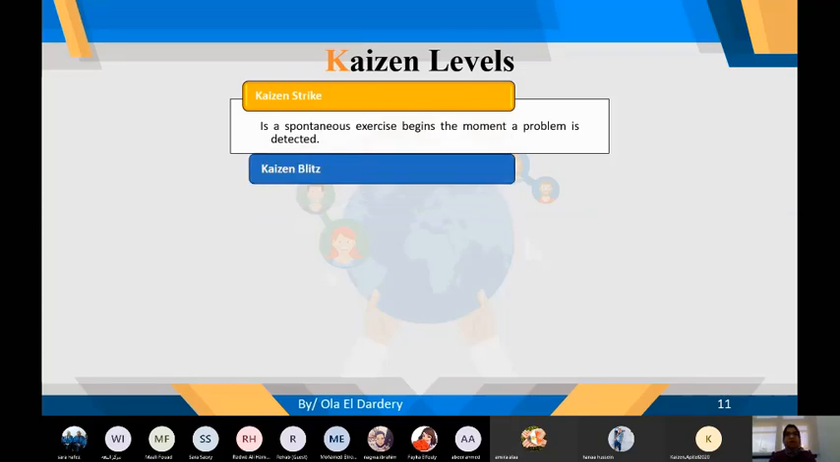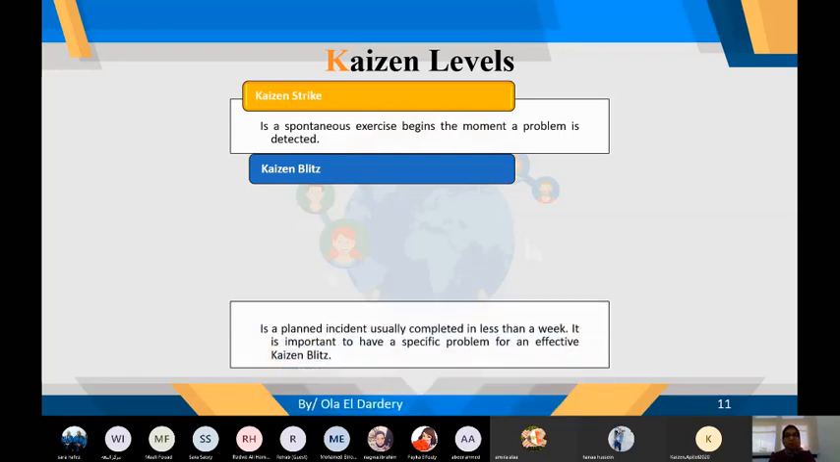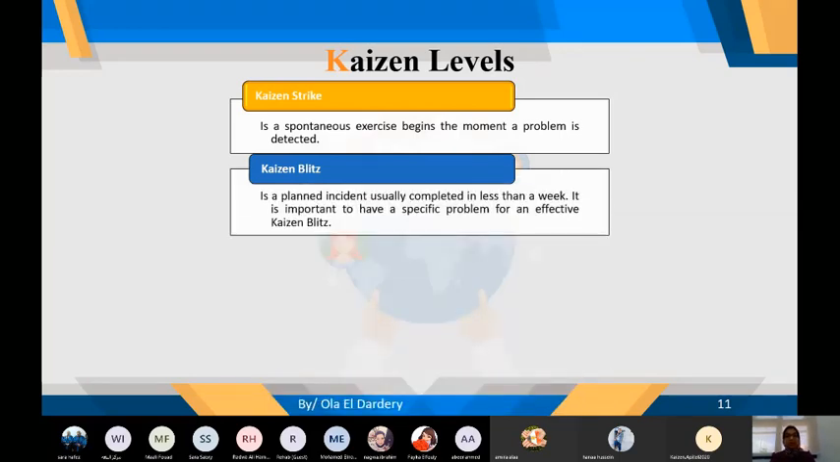All right. After that, we come to Kaizen flash. So if we're talking about levels, Kaizen flash must be the level after Kaizen strike. It's a blend incident, usually completed within less than a week. It could take a few hours. It could take a few days. It's important to have a specific problem for an effective Kaizen flash. So we cannot just not have a problem. It's not about making improvement in general. No, this is improvement when it comes to a specific problem.